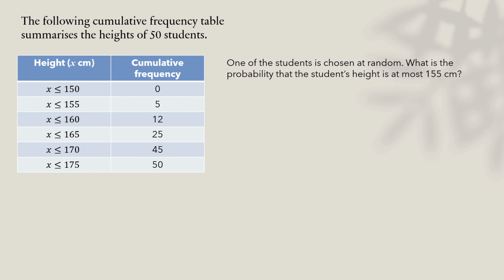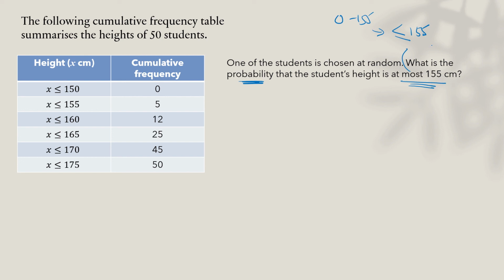Last but not least, one of the students is chosen at random. What is the probability that the student's height is at most 155 centimeters? So at most here means less than or equal to 155 centimeters. So it can be 0 until 155. It cannot go any higher. So that means it is less than or equal to 155.